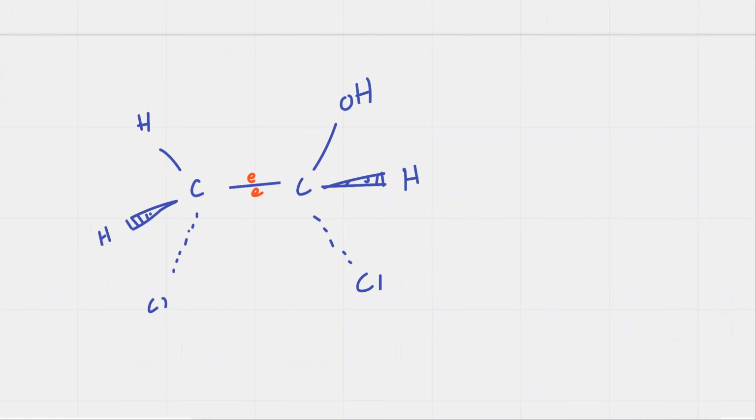If I want to rotate this side, then this side can rotate. The bond is not going to break. Even if the OH is pointing upwards, I can twist it around and bring the OH downwards. The nucleus is still there, the electrons are still there, and the attraction is still there. So the bond is not going to break.